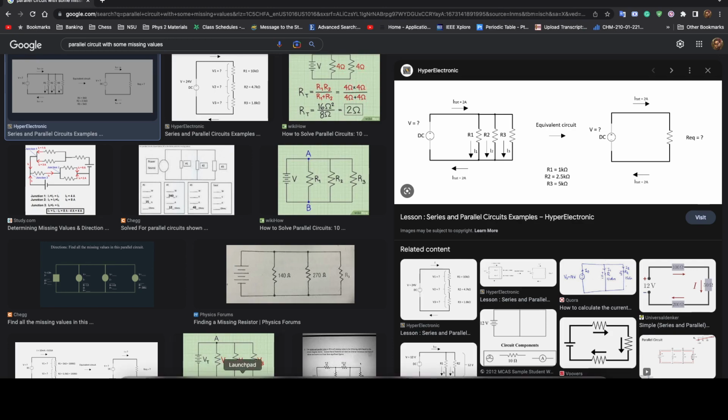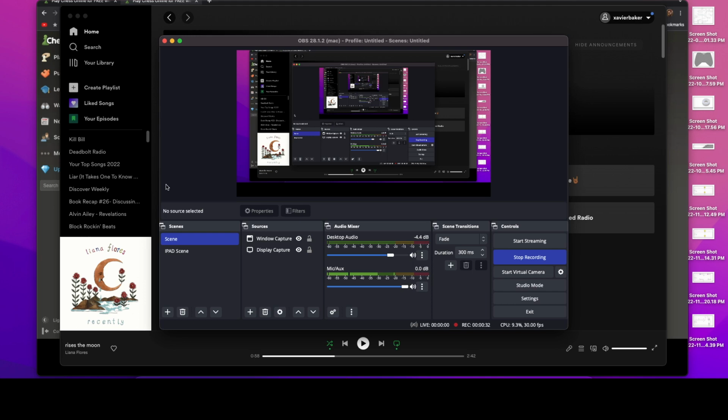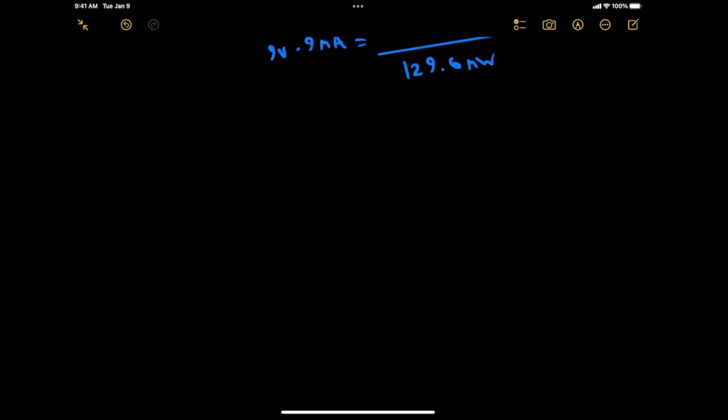All right, just having some problems with my computer, but that's fine. Swapping over to my iPad.